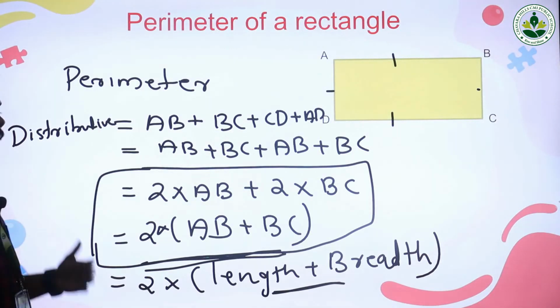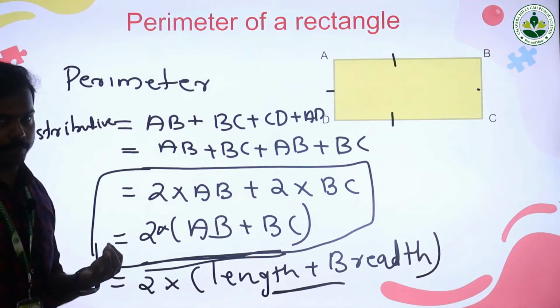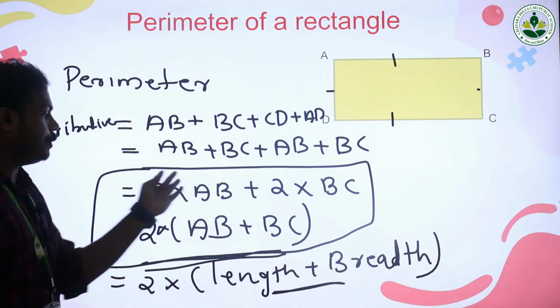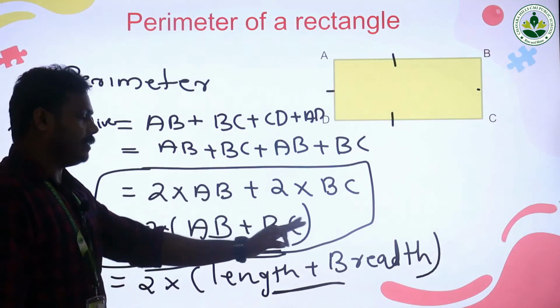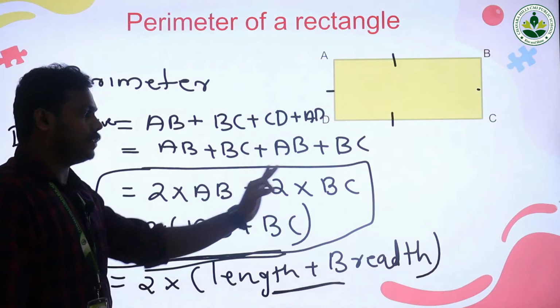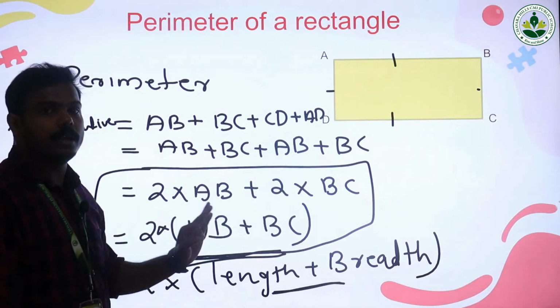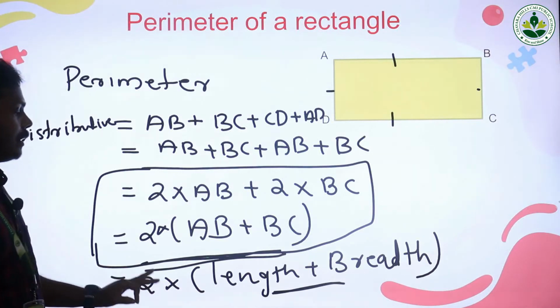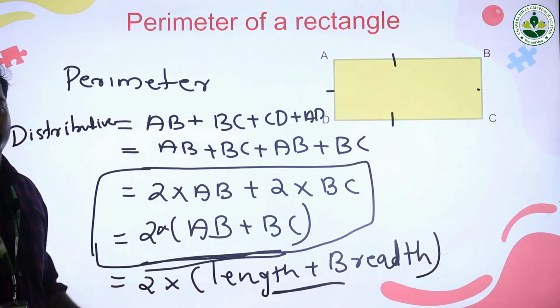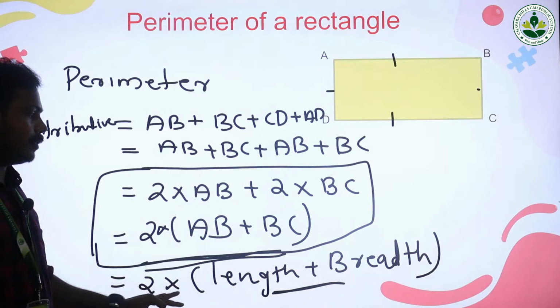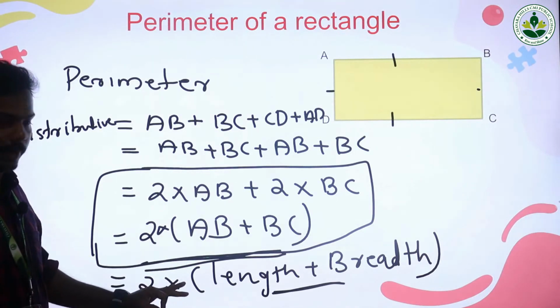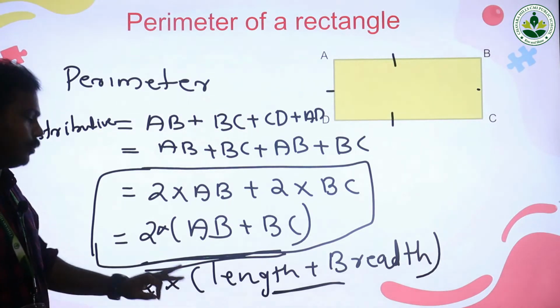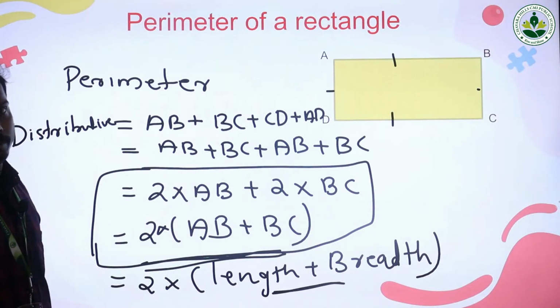This step is called a distributive property. When we write 2 into A plus B, equal to 2A plus 2B, that is called a distributive property. And the perimeter of a rectangle is 2 into length plus breadth. You must learn this formula by heart: 2 into length plus breadth.